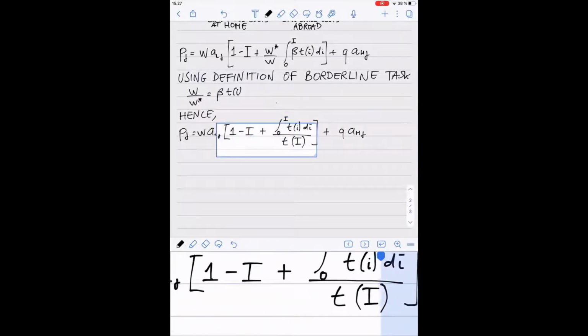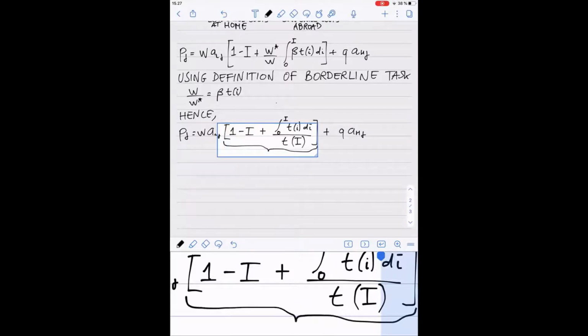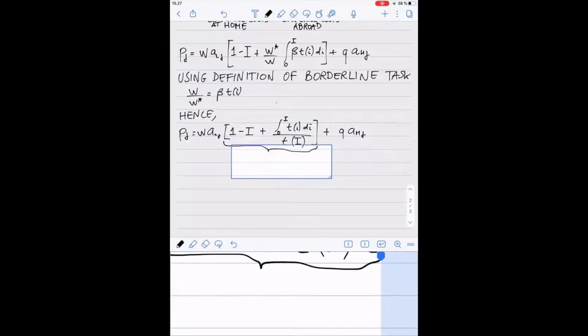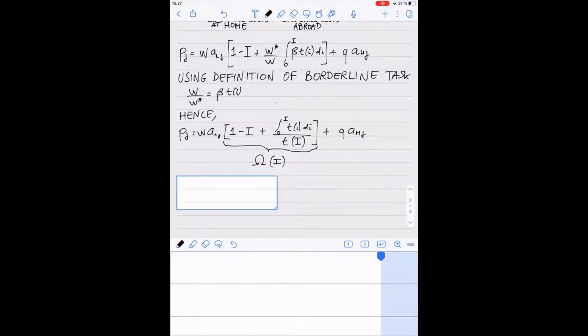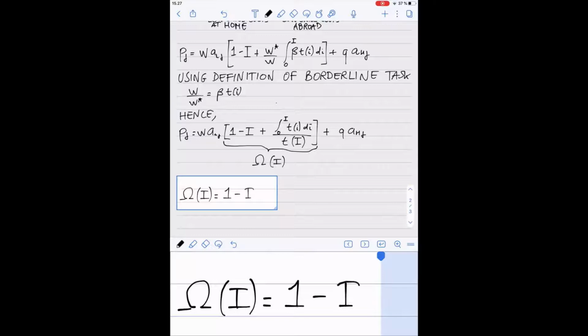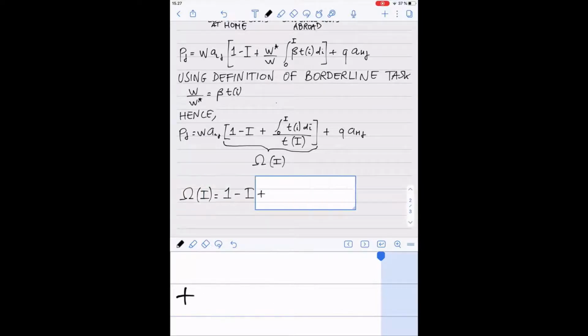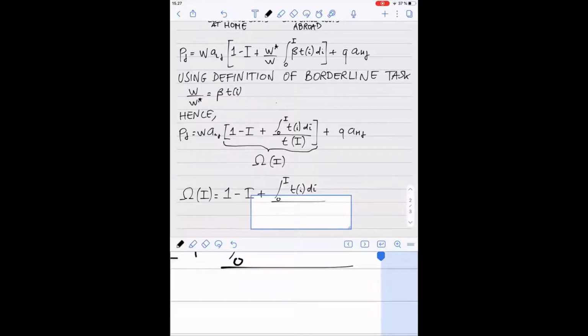Excellent. Now, what Grossman and Rossi-Hansberg do in their paper is they define this object here that we derived as capital omega of capital I. And so the function omega of I equals 1 minus capital I plus the integral from 0 to capital I of t i di divided by T of capital I.